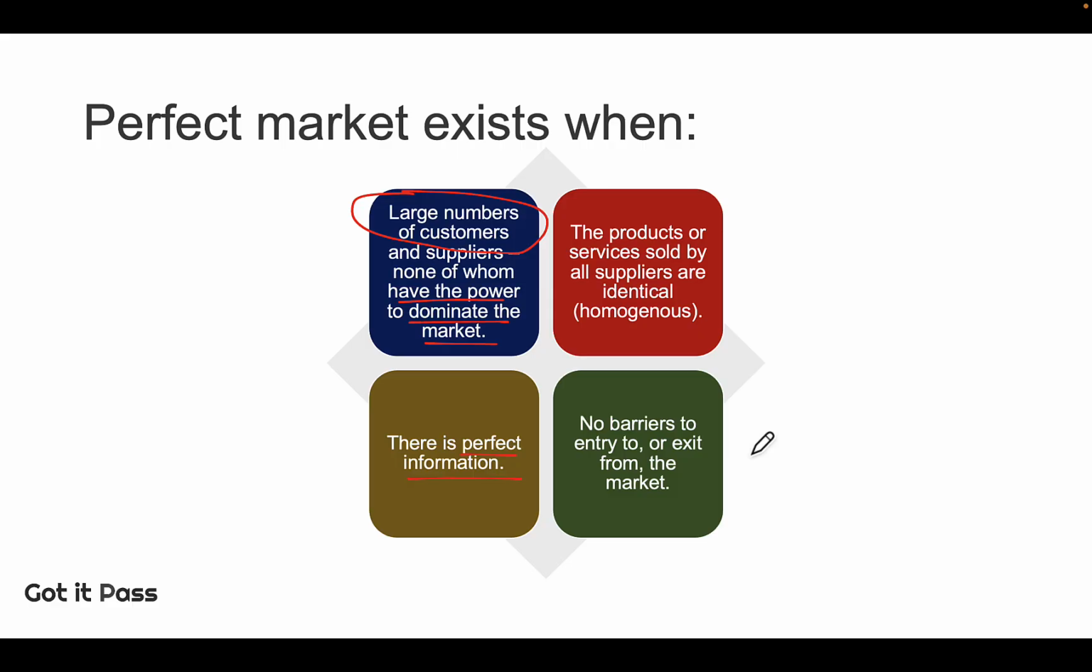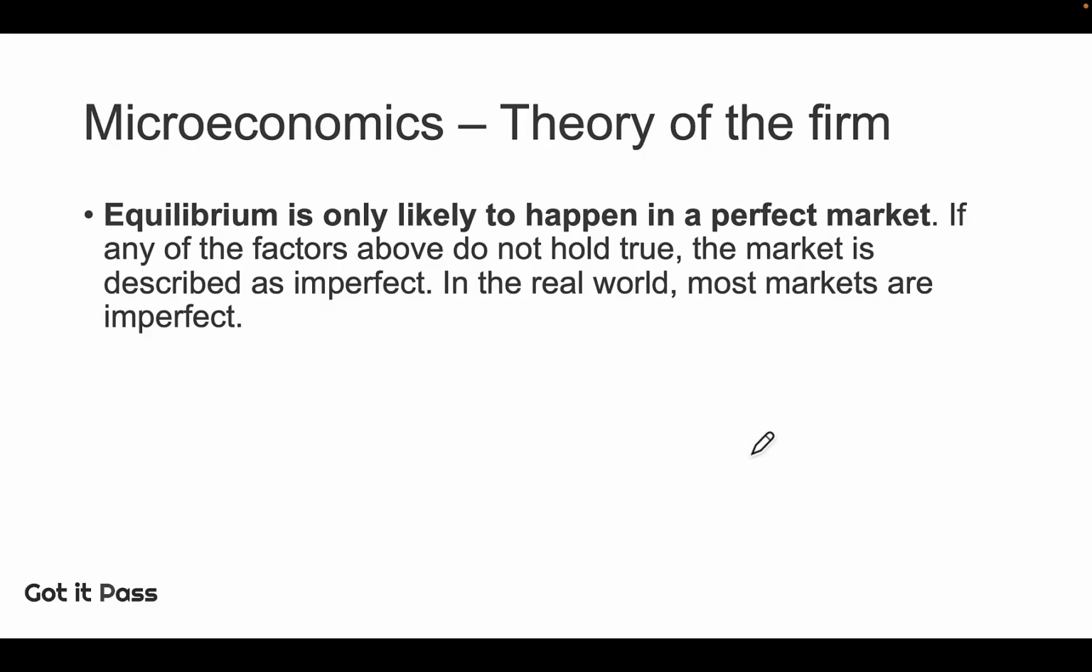But as I said, it's perfect, it's an ideal case. And what's the implication of a perfect market? Under the perfect market, all perfect conditions are assumed to hold, so an equilibrium is only likely to happen in the perfect market. For example, if there is any imperfect information, maybe some customer paying more than the others, then it's not an equilibrium in the market. So under perfect market conditions, equilibrium is likely to happen.